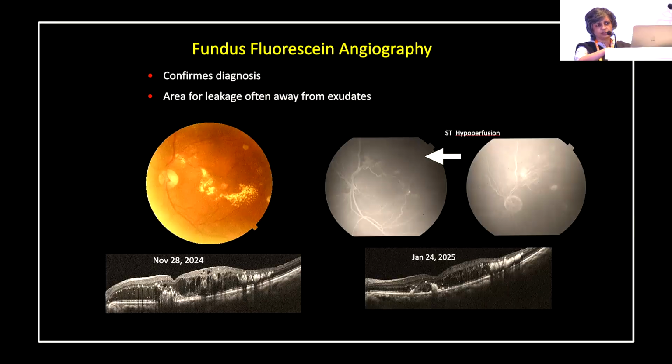OCTA could not show this because of the patient's motion artifacts. And OCTA also becomes relatively useless when the media is opaque. Fluorescein still gives us some images. So this is where to do the laser for the exudates.